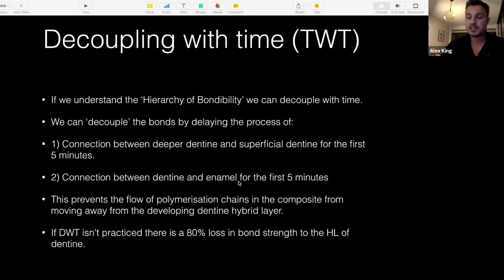Whereas the affinity to bond to dentine is less. However, if we leave it to bond to dentine, it'll move towards the dentine. And that's the principle, hierarchy of bondability and decoupling with time. If we don't respect the fact that we shouldn't bond to anything but dentine within the first 5 minutes, we will lose 80% of the bond strength to the hybrid layer. And that's a huge loss of bond and a huge chance of leakage and recurrent caries.